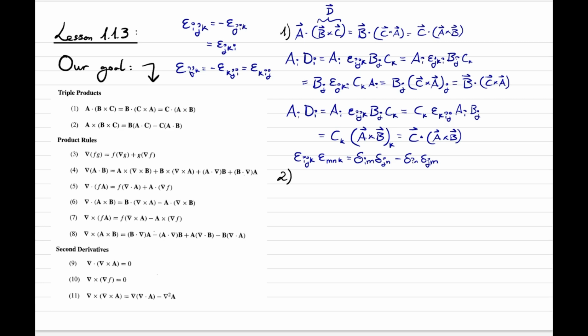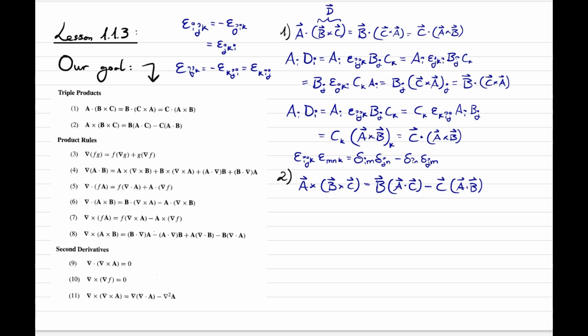So we are going to go with the second one, which is that A cross B cross C equals B times the scalar product of A and C, minus C times the scalar product of A and B. This is a very popular vector identity, and we are going to prove it.